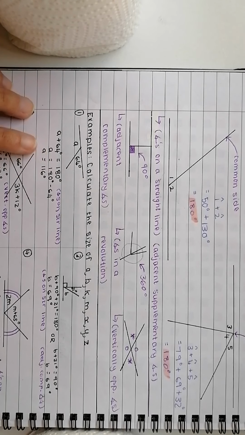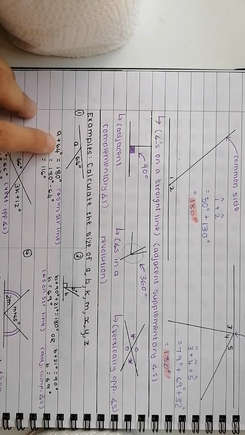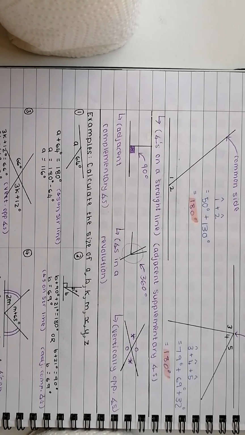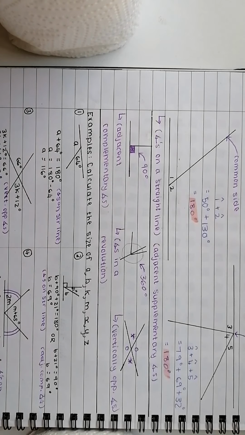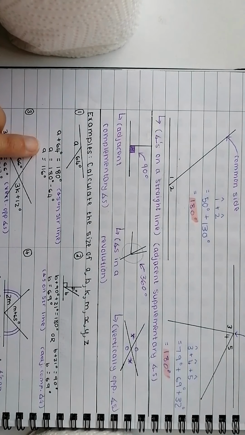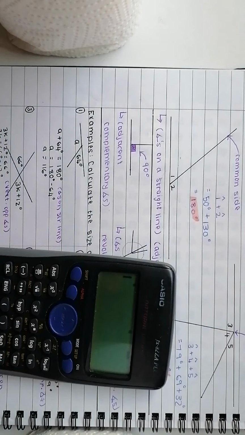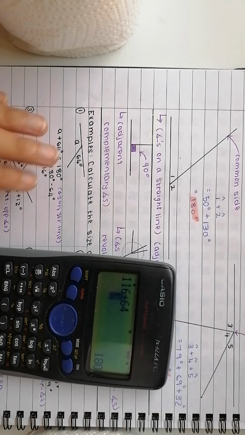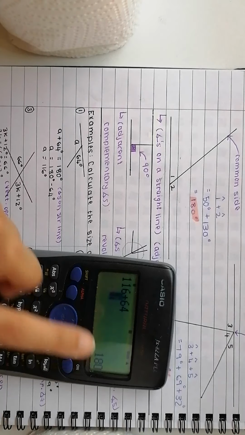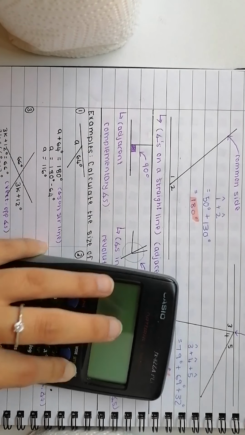Now we need to isolate our variable by taking our 64 over to the opposite side. Basically, subtracting 64 on both sides. We are left with a value of A to be 116 degrees. If we substitute that in just to test, 116 plus 64 gives us 180 degrees. So we know that we are correct because it is angles on a straight line.